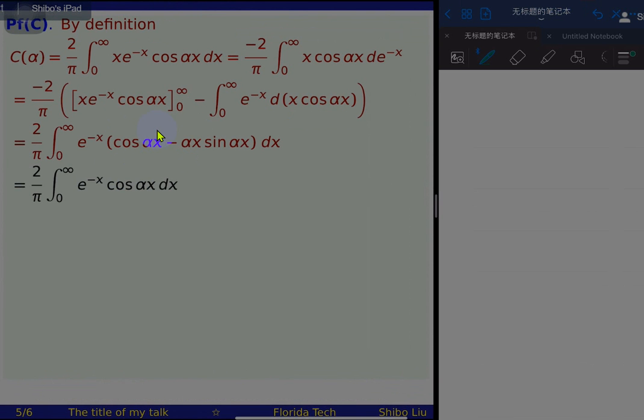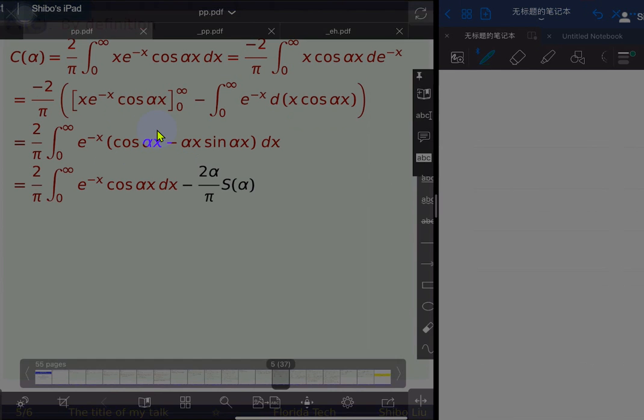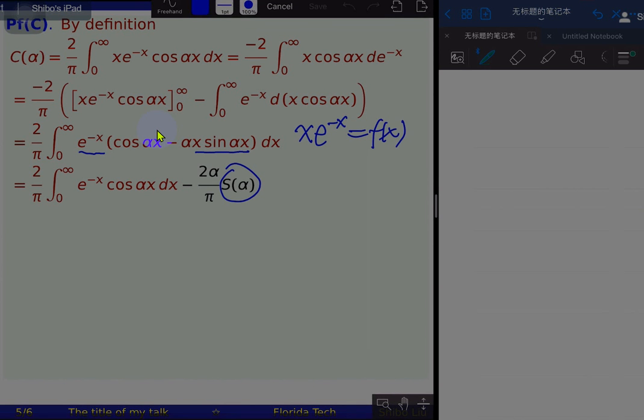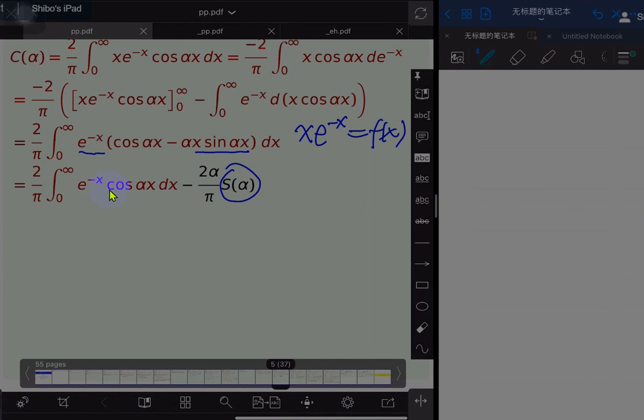The first is exponential minus x cosine alpha. The second is exponential alpha sine. What's this? This is just S alpha, right? This is just the Fourier sine transform of our function x e to the minus x. This is just our f(x). Okay. And now the first integral is the Fourier cosine transform of exponential of minus x.